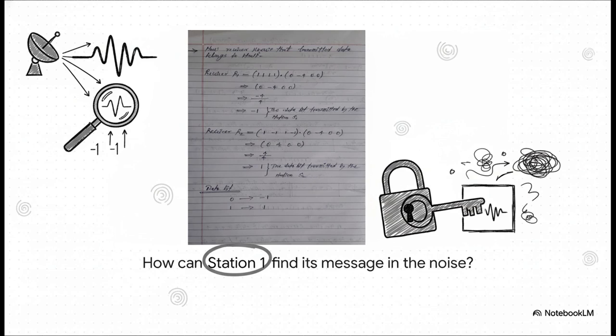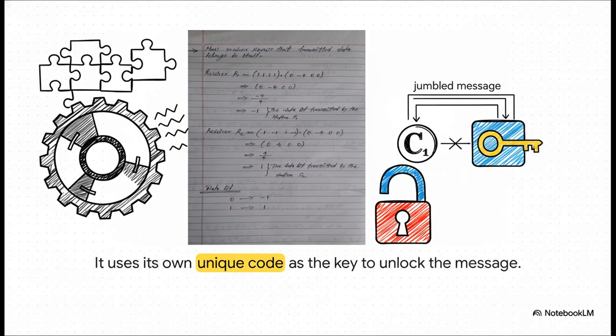Okay, so imagine you're the receiver for Station 1. You've just received that combined signal, 0, -4, 0, 0. Your only job is to figure out if the original data sent to you was a 1 or a -1. So, what do you do? You use your own key. The receiver takes that jumbled signal from the common channel, and it multiplies it by its own unique code, that same C1 from before. This is the absolute crucial step. It's like using your own personal decoder ring on a secret message that everyone else can see but can't understand.